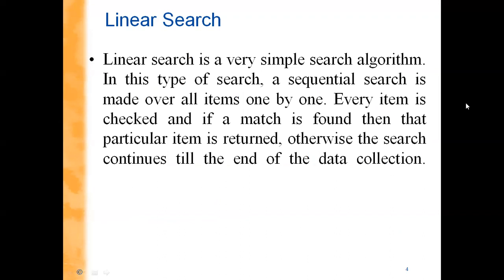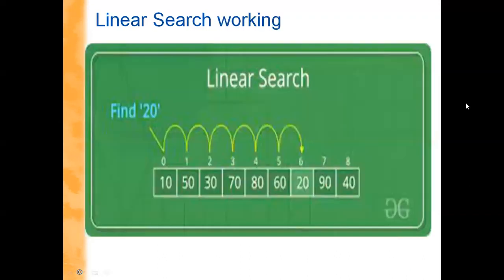Linear search is a very simple search algorithm. In this type of search, a sequential search is made over all items one by one. Every item is checked, and if a match is found, then that particular item is returned. Otherwise, the search continues till the end of the data collection.